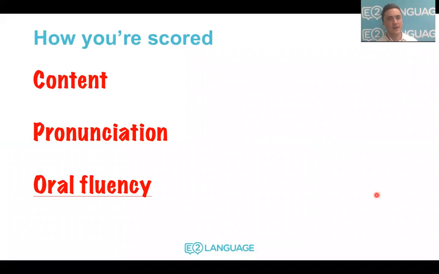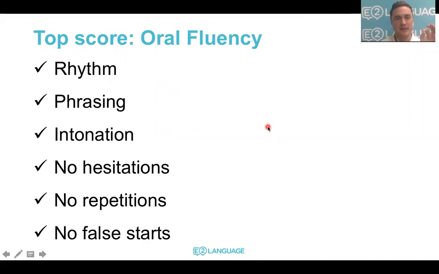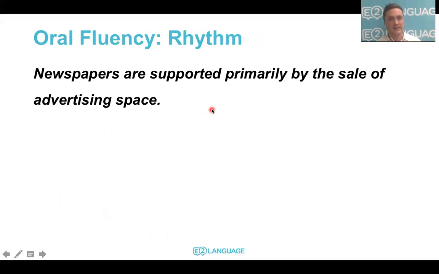Let's push on and talk about oral fluency, okay? This is very important. So again, out of 5, native-like is what you're aiming for. What does that mean? Native-like oral fluency means you have good rhythm. It means you have good phrasing. We're going to look at each of these individually in a second. Intonation going up and down, that you don't hesitate, you don't repeat, and you don't have a false start when you repeat the sentence. Let's look at these individually.